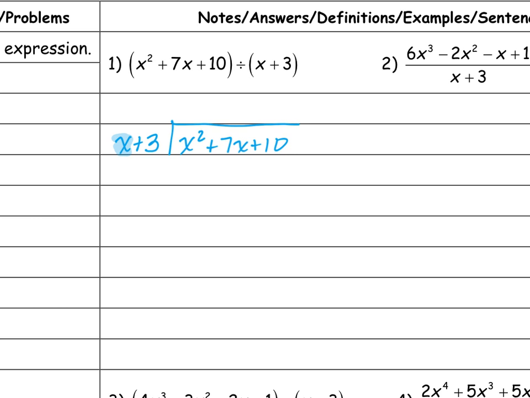Okay. So what do I multiply x by to get x squared? X, right? So I'm going to put an x up here. And then I'm going to multiply, because that's how I do long division. I'm going to put this inside parentheses, so I'm going to distribute that x through everything inside that parenthesis, times the x and the 3. So x times x is x squared, and x times 3 is 3x.